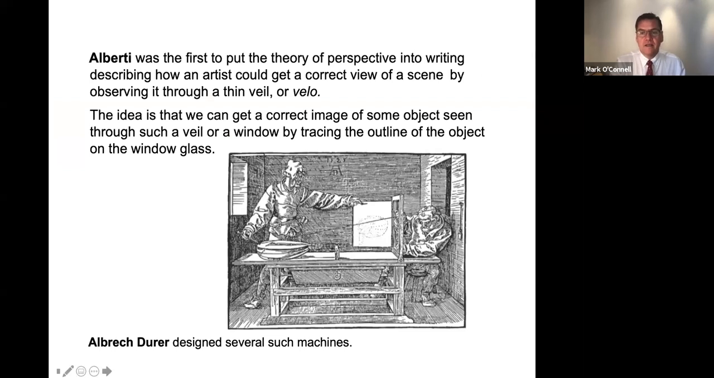Okay, so Alberti was the first to put the theory of perspective into writing, describing how an artist could get a correct view of a scene by observing it through a thin veil or velo, which is Italian. The idea is that we can get a correct image of some object seen through such a veil or window by tracing the outline of the object on the window glass. You do not have to do that for this class. Maybe next year, no, I probably won't, but it is interesting, actually mapping this out and codifying it as a design practice, which is what is happening here during the Renaissance.